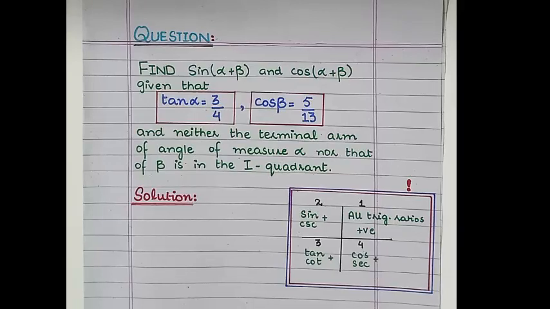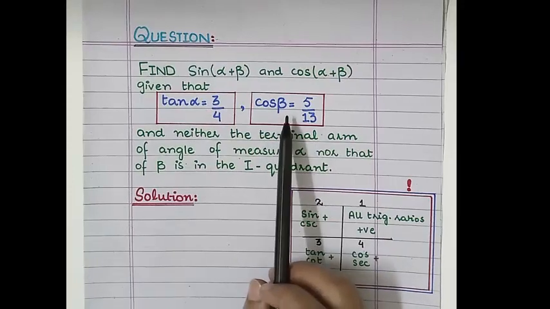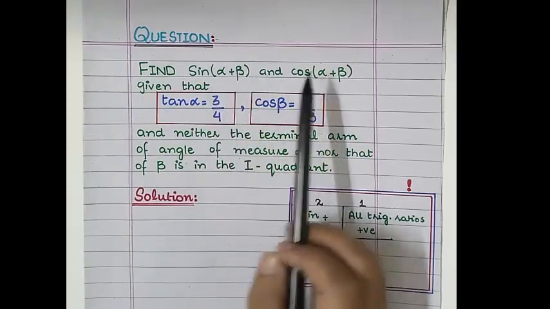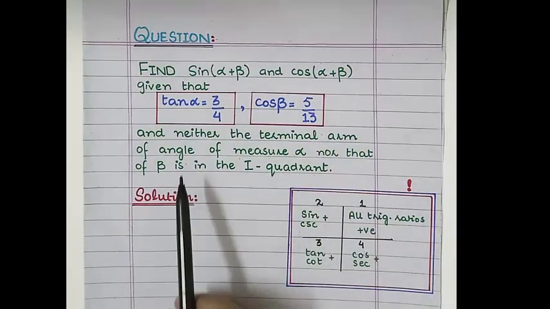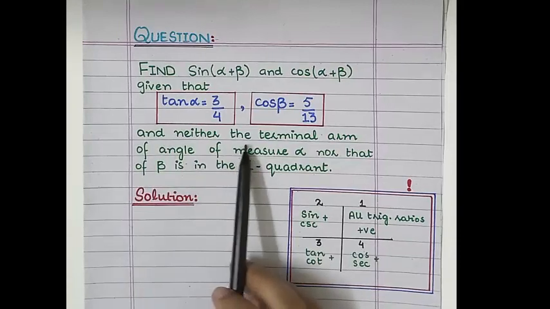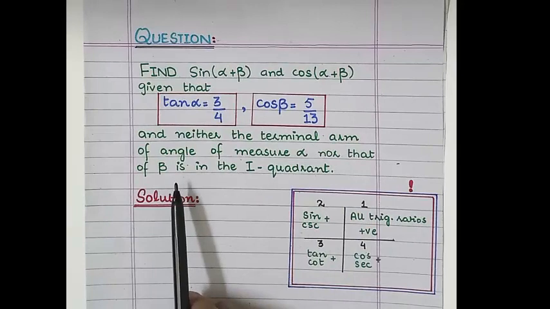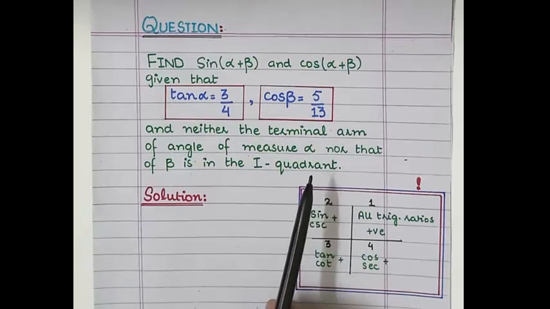Today we are going to discuss a very important and interesting question related to trigonometry. If we are given the value of tan alpha and cos beta, we will find the value of sin(alpha plus beta) and cos(alpha plus beta), right? Also, we have been given a condition that neither the terminal arm of the angle of measure alpha nor that of beta is in the first quadrant. So we will assume logically where the terminal arms of these angles will lie, right?